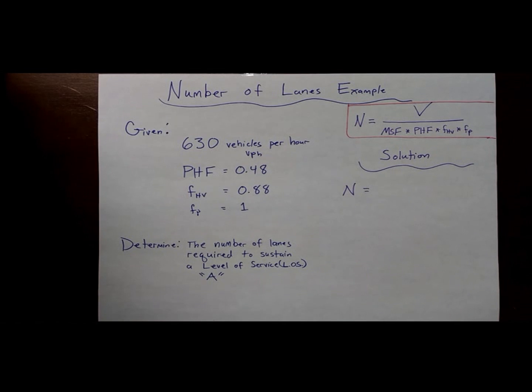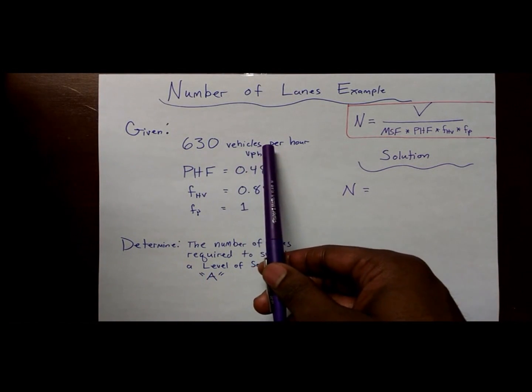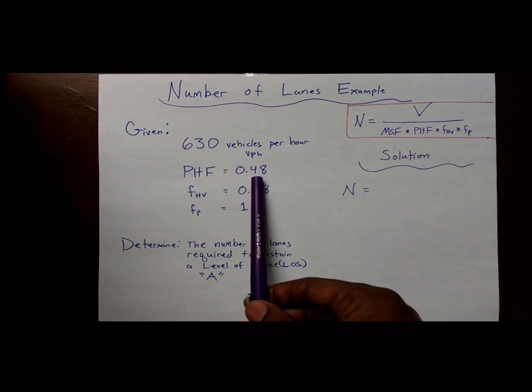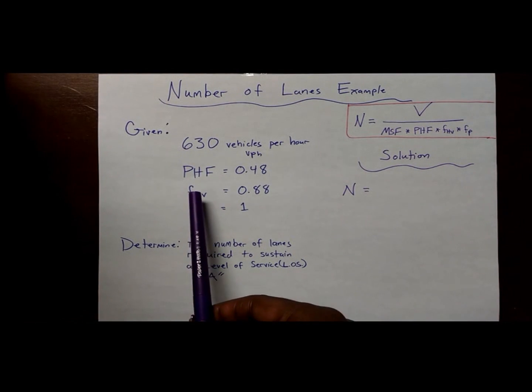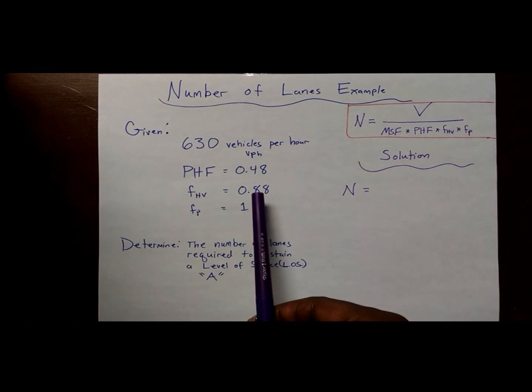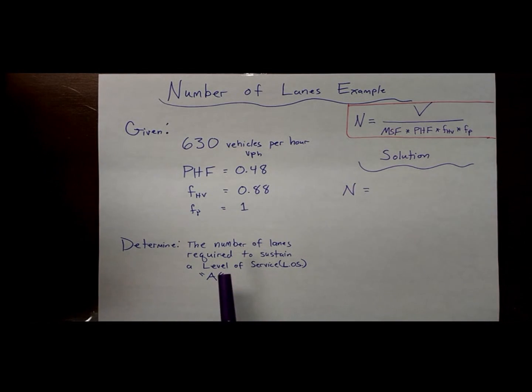So in this example, you're given 630 vehicles per hour traveling or needing to travel, and then you have a peak hour factor of 0.48. If you don't know what that is, go back and look at the video on peak hour factor. You have a heavy vehicle factor of 0.88, which gives you an indication of how many trucks are affecting the passenger cars on the road, and also your familiarity factor of 1. And so what we're asking for is how many lanes are required to sustain a level of service A.